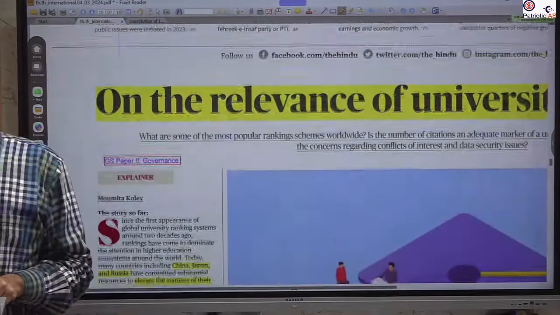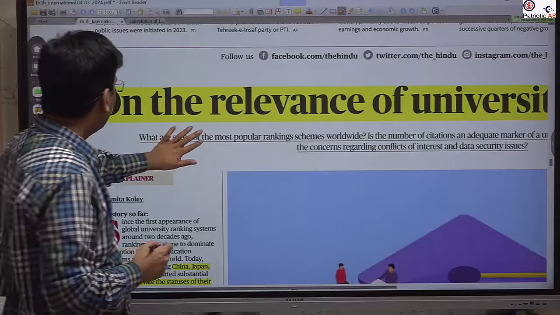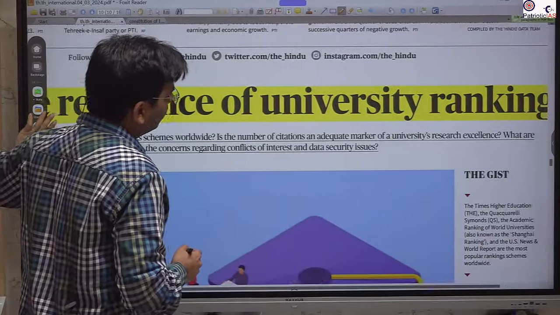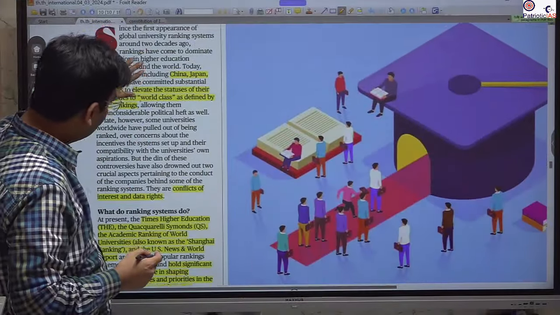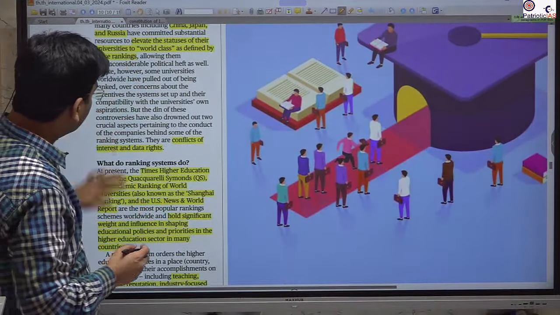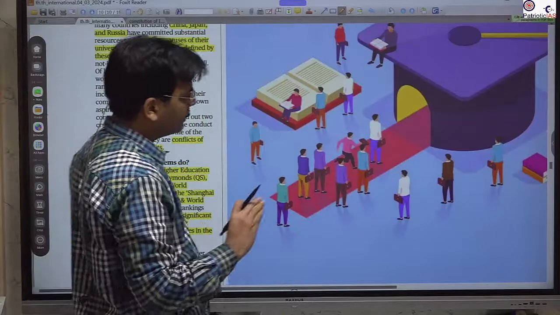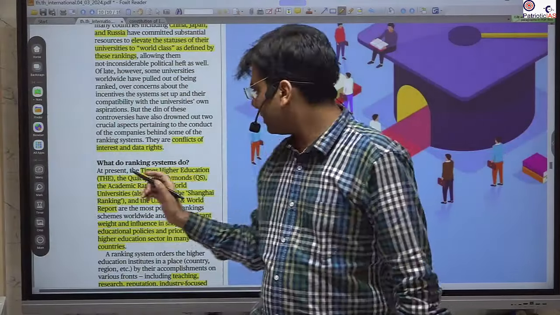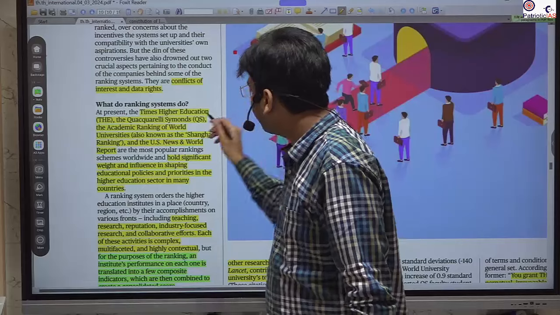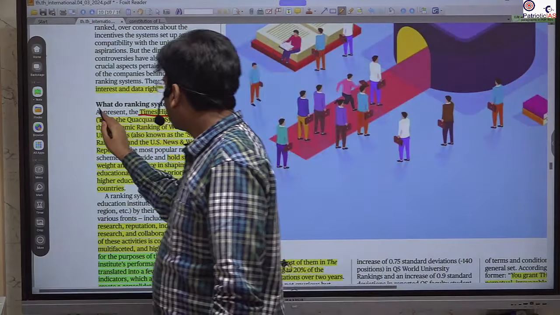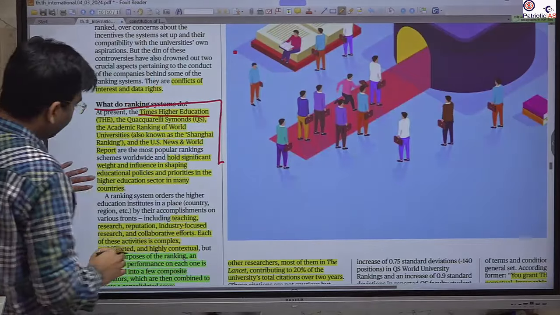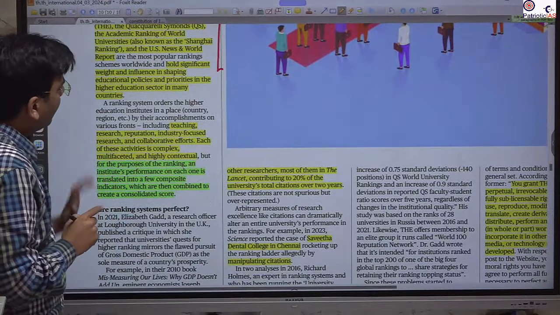Okay, the next important news is talking about the relevance of the university ranking system. Here it has given that a lot of companies are there. These are private players. They do the ranking of different colleges and universities. And here it has given one of the famous ranking companies, the Times Higher Education. So they give the ranking, but there is an issue with this ranking system.